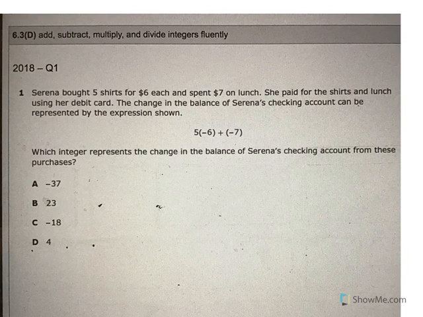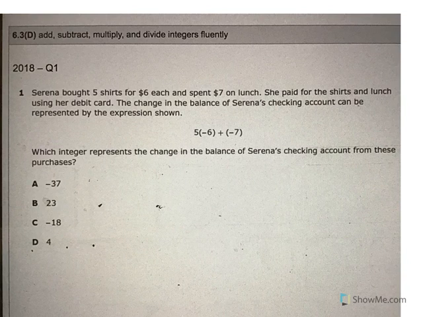Now we're going to go to 6.3D, add, subtract, multiply, and divide integers fluently. So, Serena bought 5 shirts for $6 each and spent $7 on lunch. She paid for the shirts and lunch using her debit card. The change in the balance of Serena's checking account can be represented by the expression shown. Which integer represents the change in the balance of Serena's checking account from these purchases?